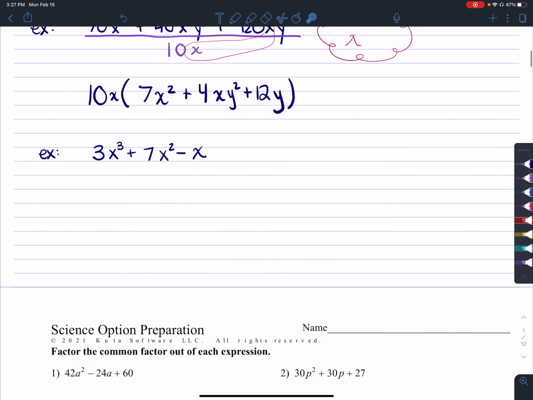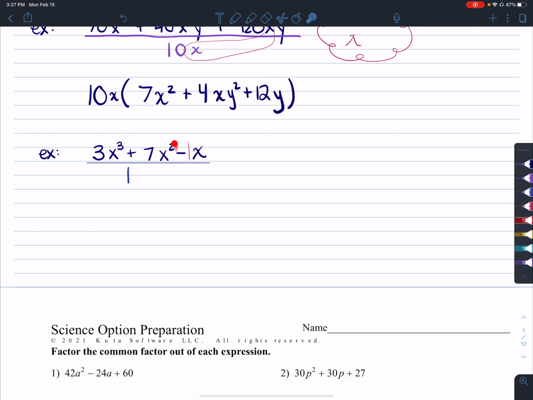Okay, so now we'll do the next example. Over here, I'll use blue this time. Now looking at our coefficients, we have 3, 7, and our coefficient of 1 that we know is there, but that we don't write. So prime number, prime number, prime number. There's nothing that we can divide all of these numbers by. So you can put 1, you can write nothing, it doesn't matter.